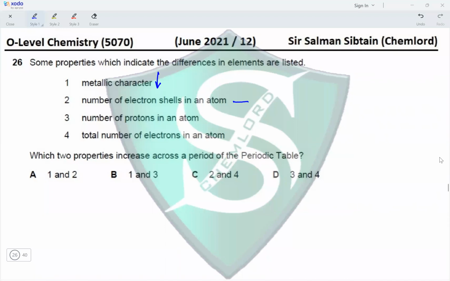Number of protons in an atom increases as we move along a period. And the total number of electrons in the atom also increases as we move along the period. So they're asking us which two properties increase. So properties 3 and 4 increase as we move along a period, which makes option D the correct option for this question.